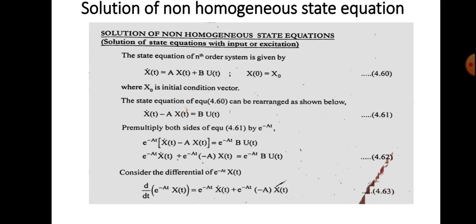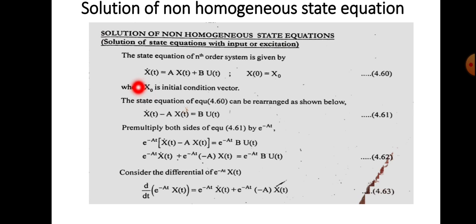Okay. So next we will discuss a non-homogeneous state equation. That means there will be some input there. So what will happen in that case? In that case, the system is represented by the state equation x dot of t equal to a into x of t plus b into u of t. In the previous case, since there is no input, this term was 0. Here there will be input or excitation. That is why we are representing the system by x dot of t equal to a into x of t plus b into u of t. Here also the initial condition is x of 0 equal to x0.